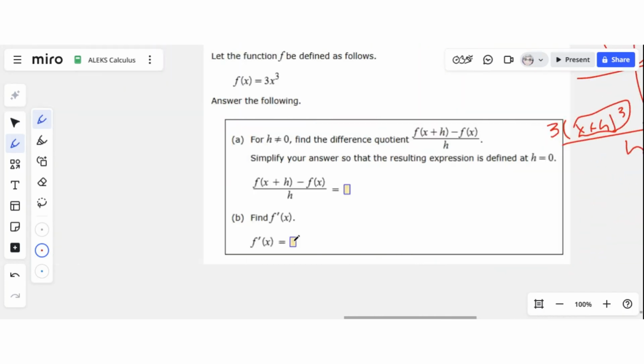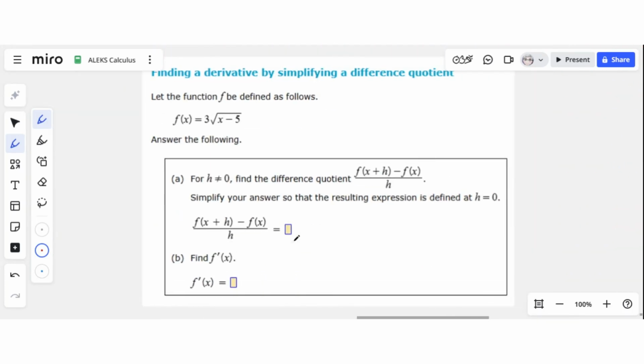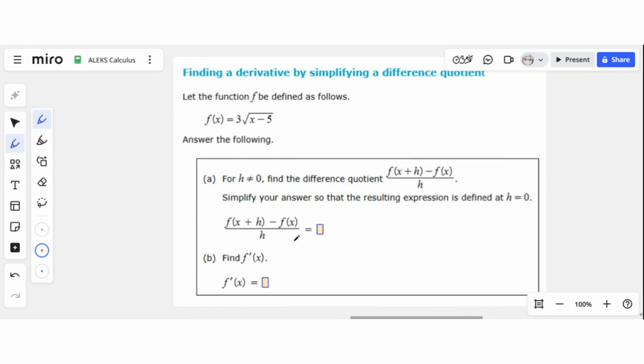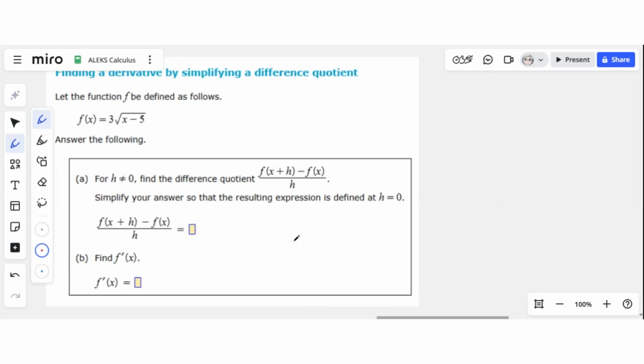Let's try one more. These are pretty long, but sometimes the algebra is what you need a little bit of brushing up on. So I'm going to try one with a radical sign in it and see how hairy this gets. So our function is 3 times the square root of x minus 5. So let me write out the difference quotient here. So 3 times the square root of x plus h minus 5. So I'm putting in x plus h for x in the function. And then this is going to be minus just f of x, which is 3 times the square root of x minus 5. And then all of that goes over h.